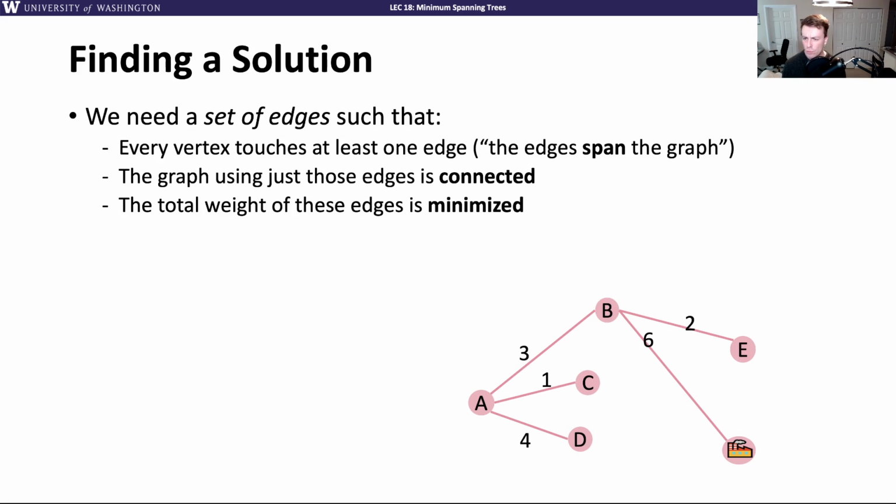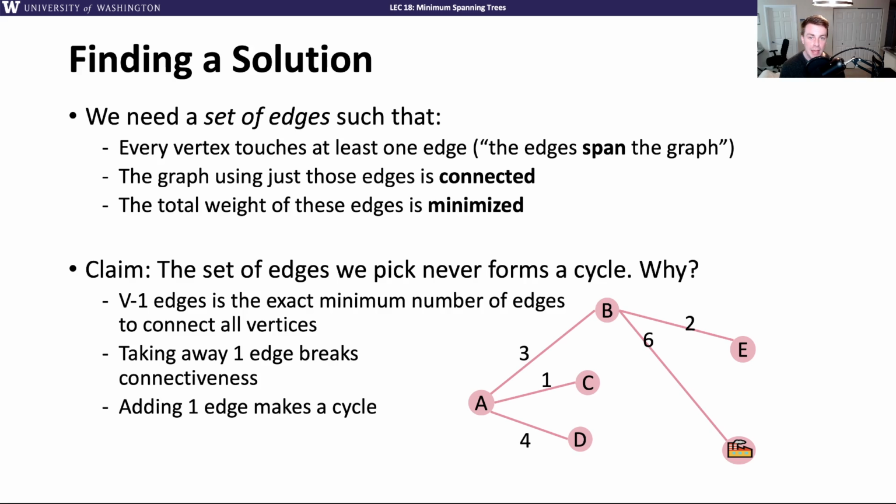So here is one example of one of these sets of edges that hopefully has this minimum cost. I want to make an argument to you about any set of edges that satisfies this criteria. I would argue that we would never pick a cycle. There's no graph you can come up with where the minimum set of edges would form a cycle. Now, why is that? Well, first, the minimum number of edges you would need to cover the graph would be V minus 1. You can imagine if you have these V vertices, you would need V minus 1 links between them to make sure they're all connected.